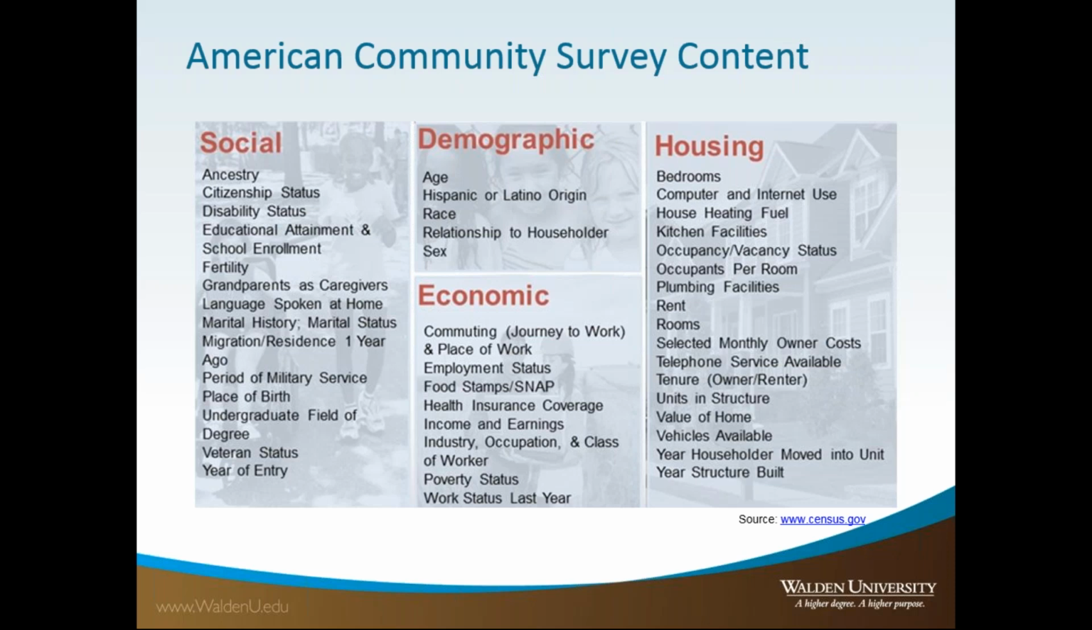Those 1-year estimates are only for geographic areas with populations of 65,000 people or more, so keep that in mind. The earliest American Community Survey data available on census.gov is from 2005. So if you do want some earlier data, there are ways to go about that, and I have a slide on that a bit further on.